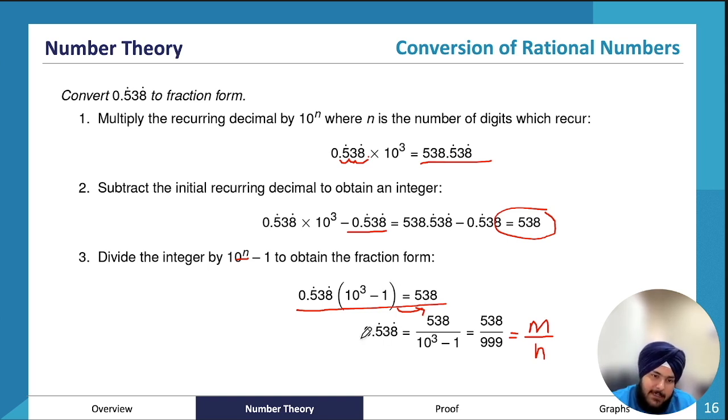To write this in a rational form, we just divide by 10 to the power of 3 minus 1, or 10 to the power of n minus 1. If there were 4 recurring digits, then we would have to multiply by 10 to the power of 4. If there were 2, then multiply by 10 to the power of 2.